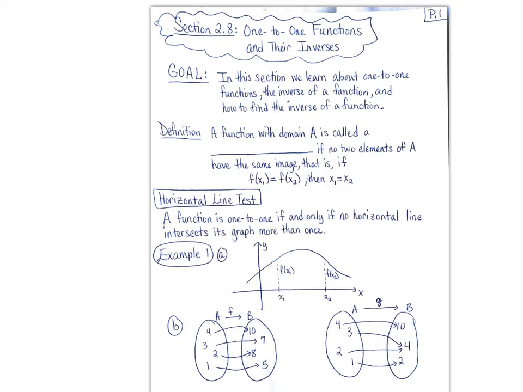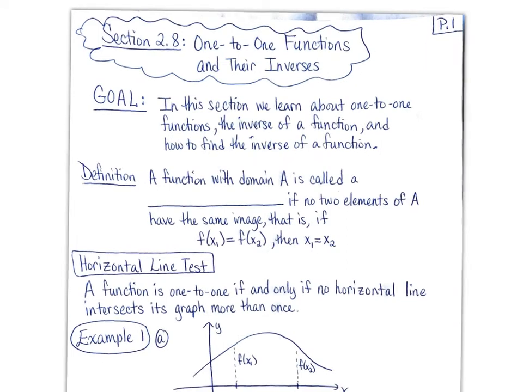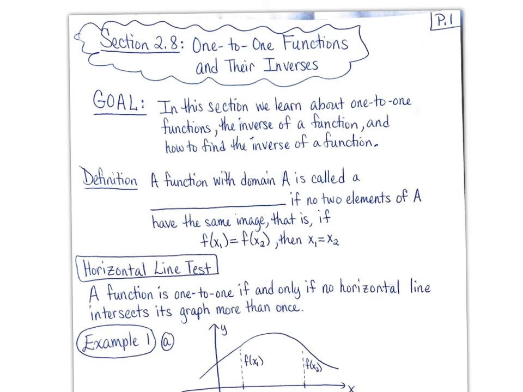So, section 2.8 introduces one-to-one functions and their inverses. Okay? We're going to start out with the definition here. A function f with domain A is called a one-to-one function if no two elements of A have the same image.